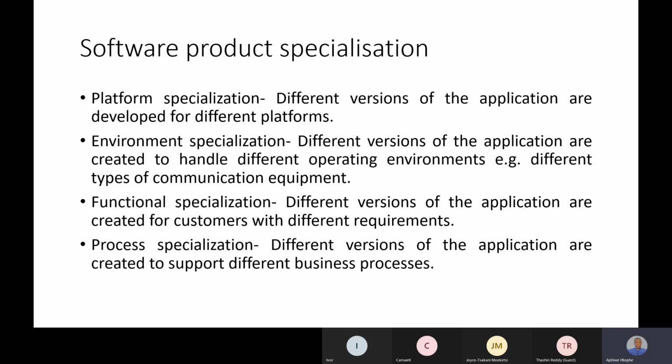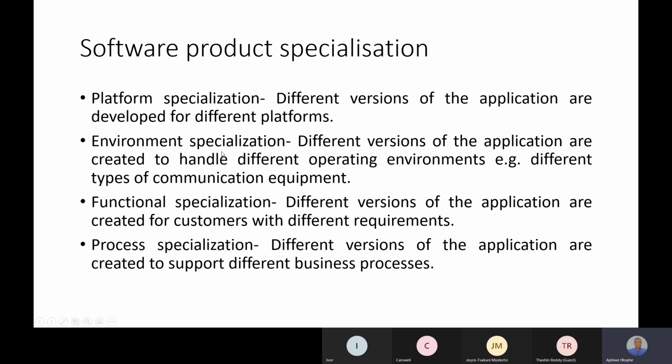And software product specialization. So you can become platform specific, where you're creating a version for each platform. Okay, you're creating a version for each platform that exists. So we have Android, we have iOS, we have BlackBerry. We want a version of our software for all of those platforms.